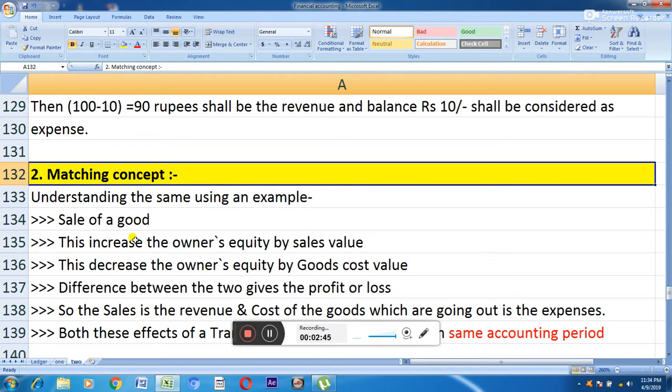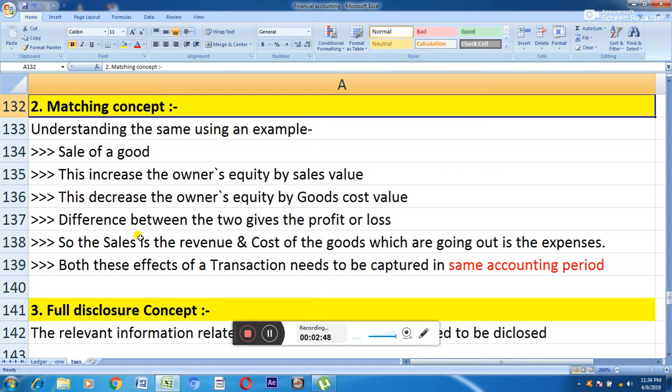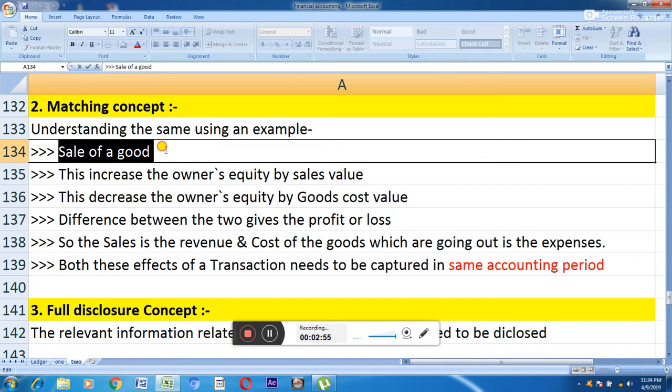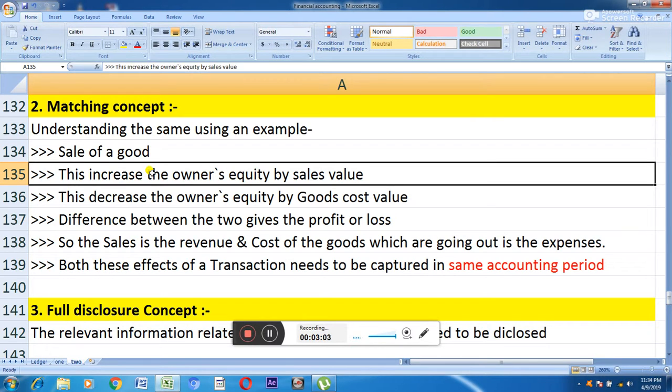Now matching concept. Again we will understand the matching concept using some example. Say you are a company and you are selling something to some customer. When you have sold those goods, you have taken the money from the customer, and your equity or your worth has increased by the sale value. What is sale value? The value at which you are selling your product.